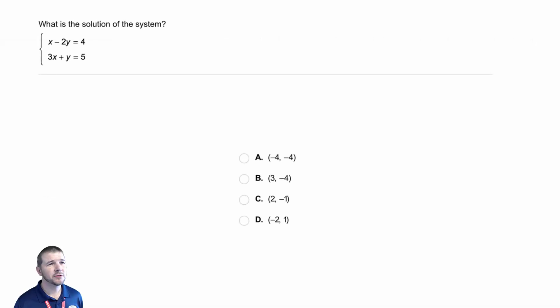Your turn. What is the solution of the system? x minus 2y equals 4, and 3x plus y equals 5.